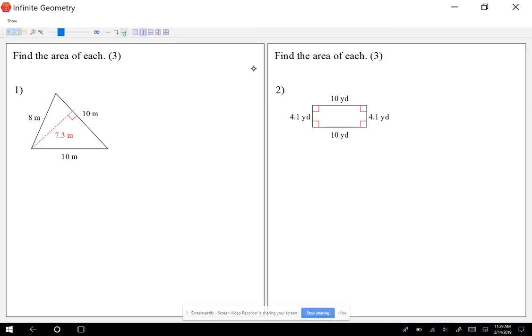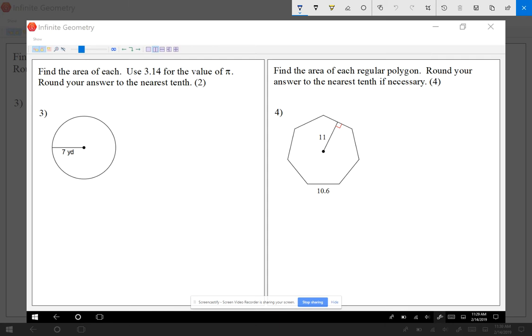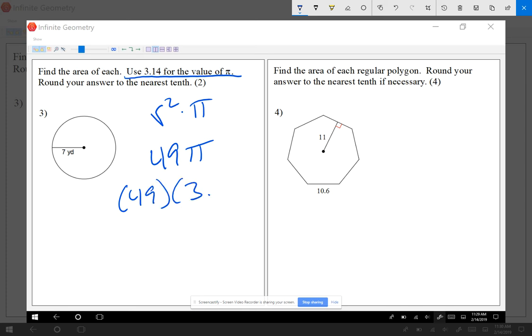All right. Then I'm going to move into the area of a circle. I know the area of a circle is radius squared times pi. I need the radius. In this case, the radius is 7. So I'm just going to say the area of the circle is 49 pi. However, it says use 3.14 for the value of pi. So I want you guys to say 49 times 3.14.